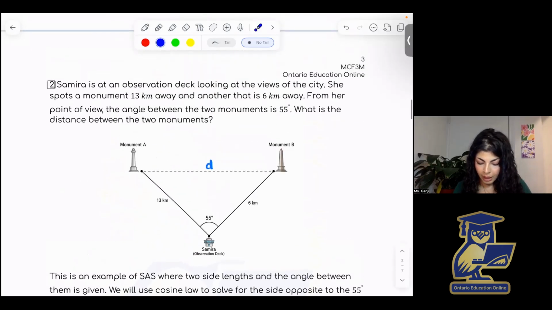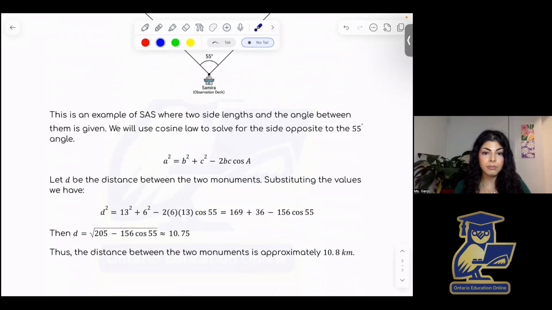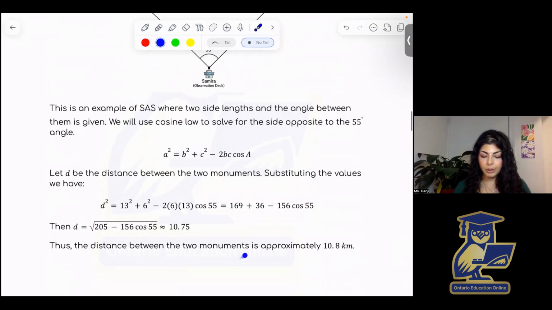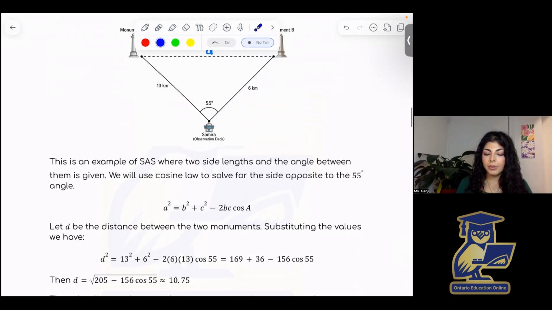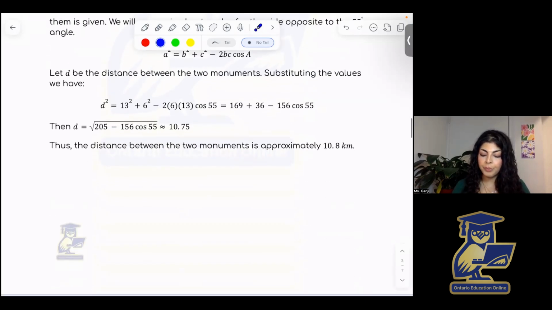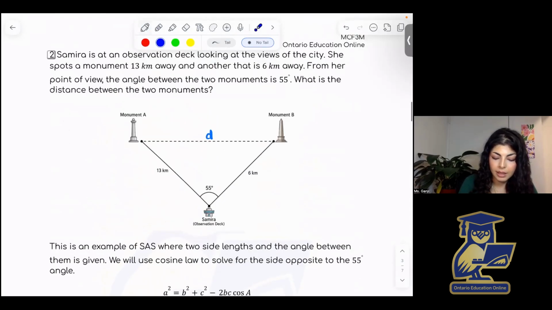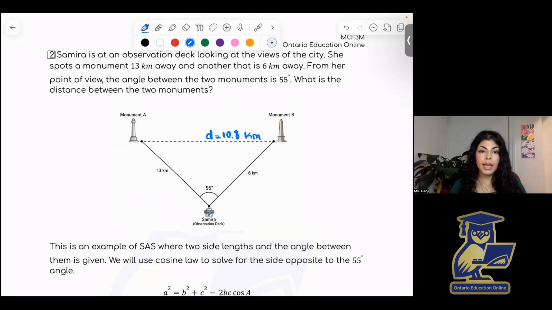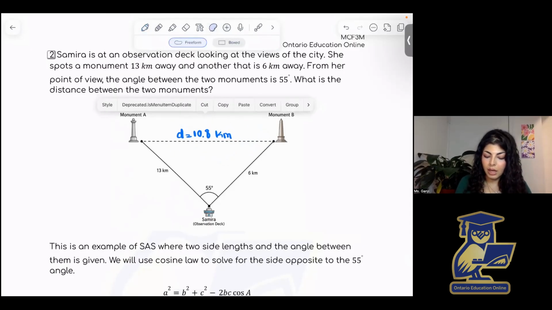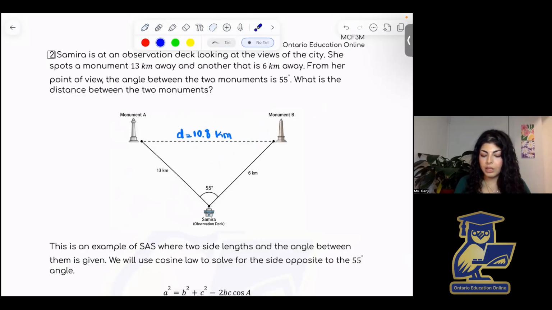And we weren't told what to round to here. You can leave it as 2 decimal points, or you can round to 1 decimal point as I did here. So the distance between the two monuments is approximately 10.8 kilometers. And keep in mind, these were kilometers. That's why we have to stay consistent with the unit. So 10.8 kilometers, and that's this distance here. And that is it for this question. We don't have to do anything with these two angles. That's the only value we had to find.